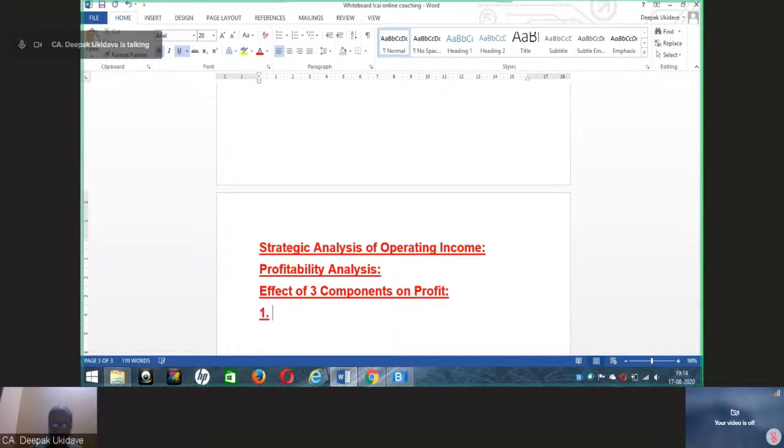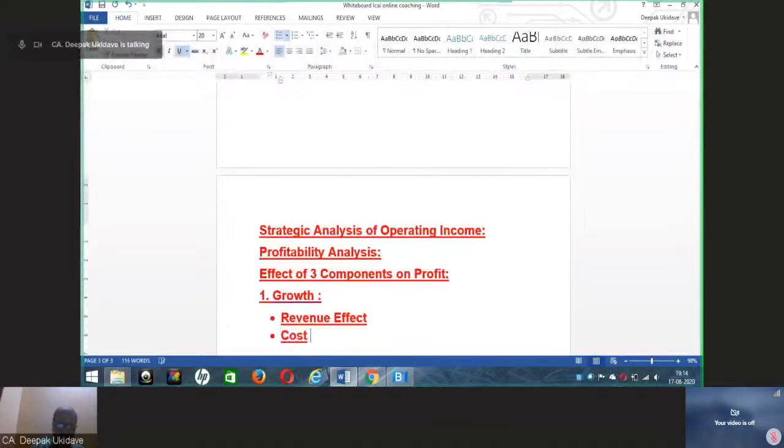Number one, we have growth component. I will not write component again because it will be repetition. Growth component divided further into parts. That is revenue effect and cost effect. Revenue effect and cost effect.